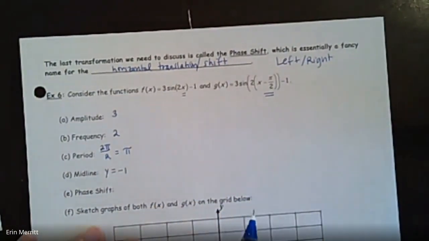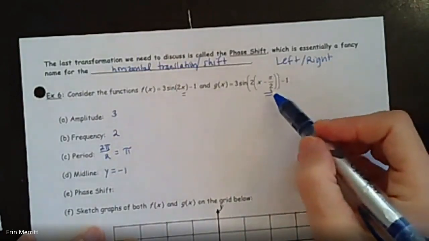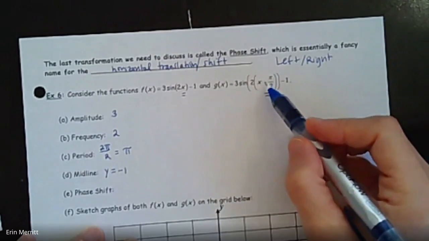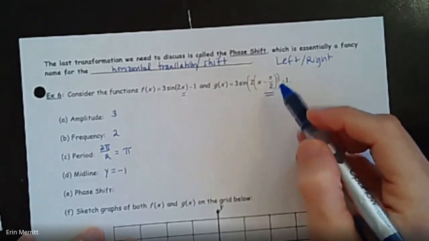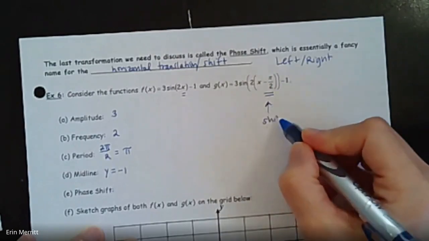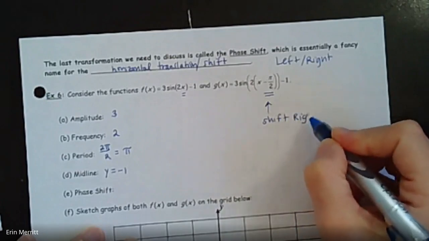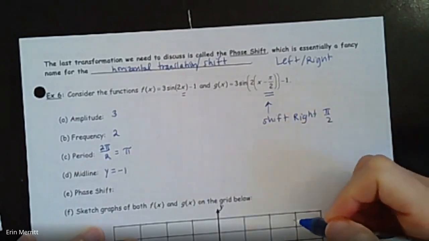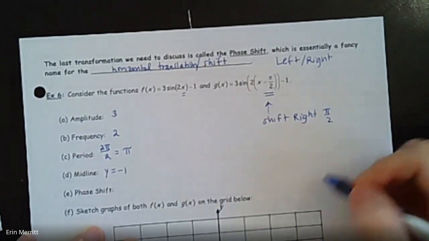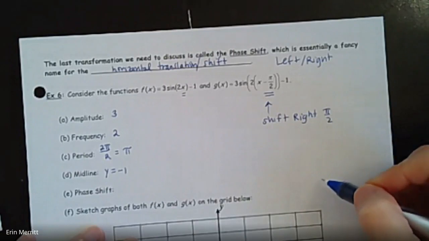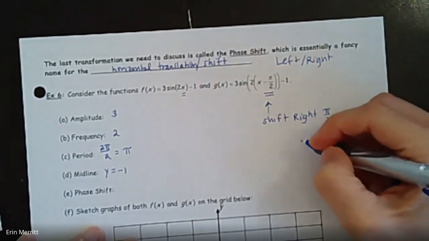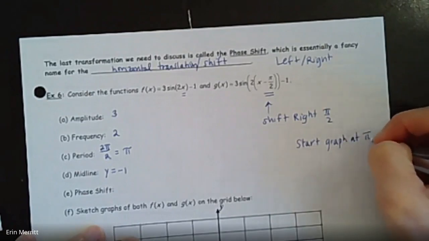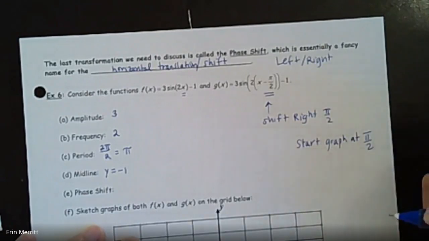Well, what I want you to think about, anytime we have something inside the parentheses, it always is the opposite of how it looks. So if I see x minus pi over 2, that means that it's going to be shifting to the right pi over 2. If it was plus, that means it'd be shifting to the left. So what does that mean if I have a shift right of pi over 2? That's where I'm going to start the curve. So you're going to start the graph at pi over 2, all right?